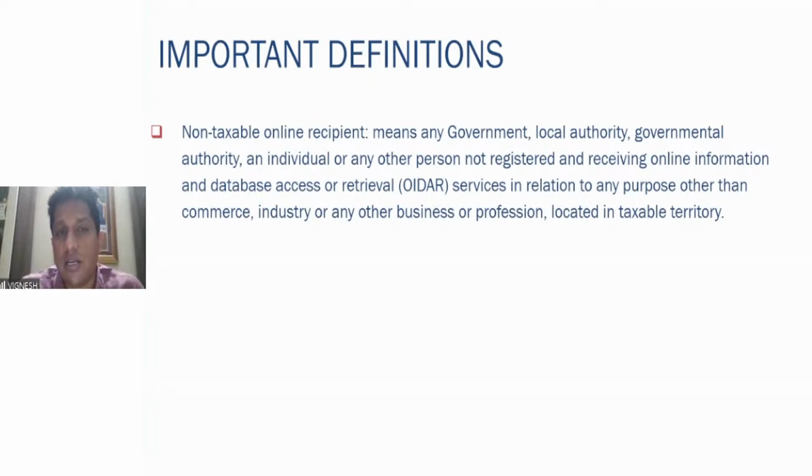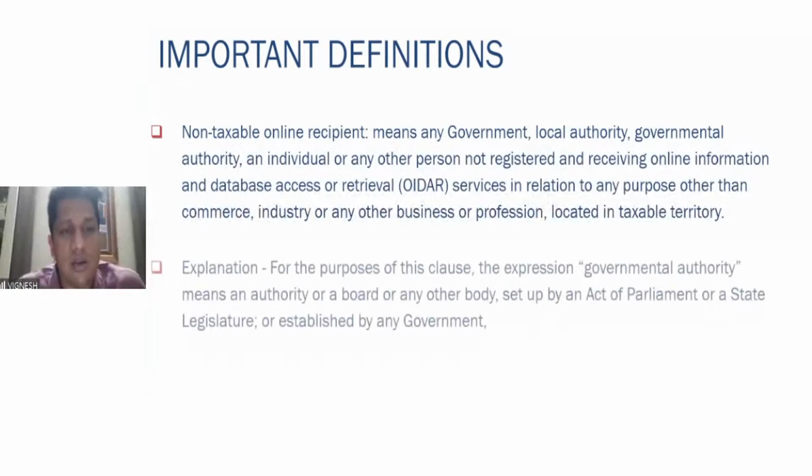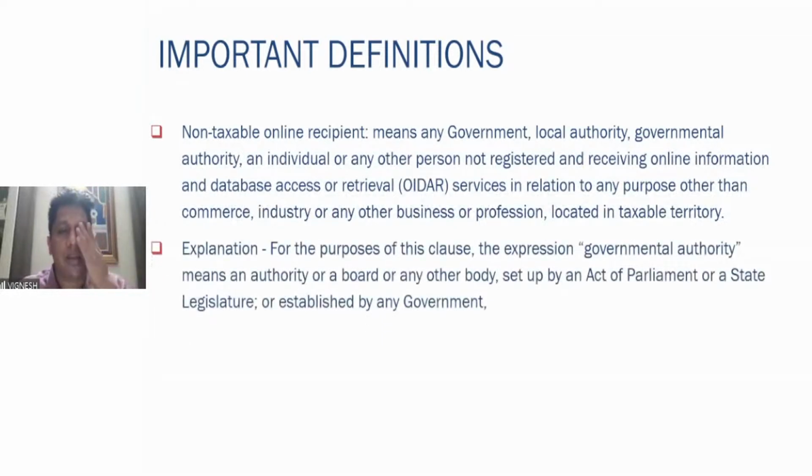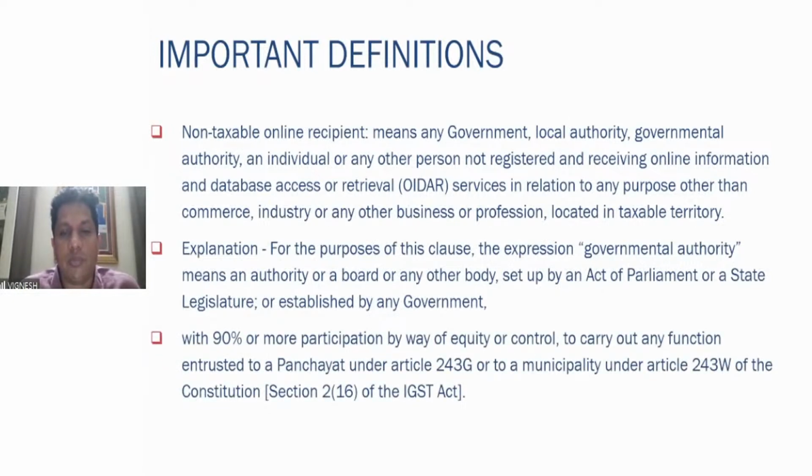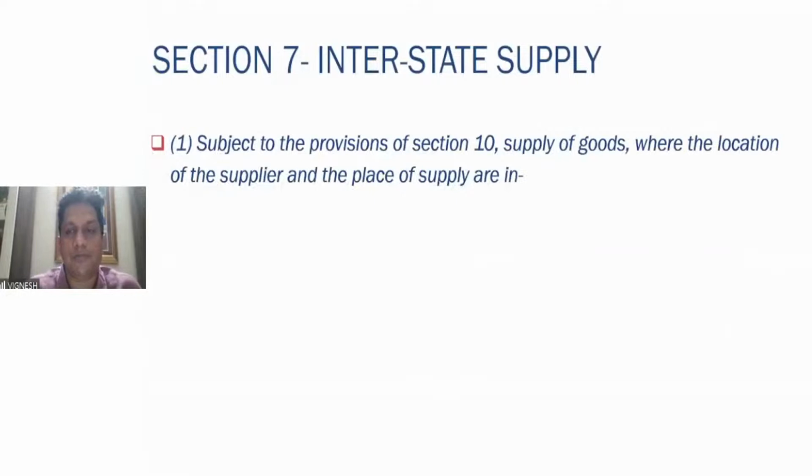So non-taxable online recipient is any person who is not registered and receives these OIDAR services and is located in taxable territory. Right? Explanation for clarifying the term government authority also is given. Authority or board, any other body set up by the Act of Parliament or established by the government. 90% or more equity control is the most important thing when we are talking about the term government authority. Right? So therefore, now we come to section 7, which speaks about the interstate supply.